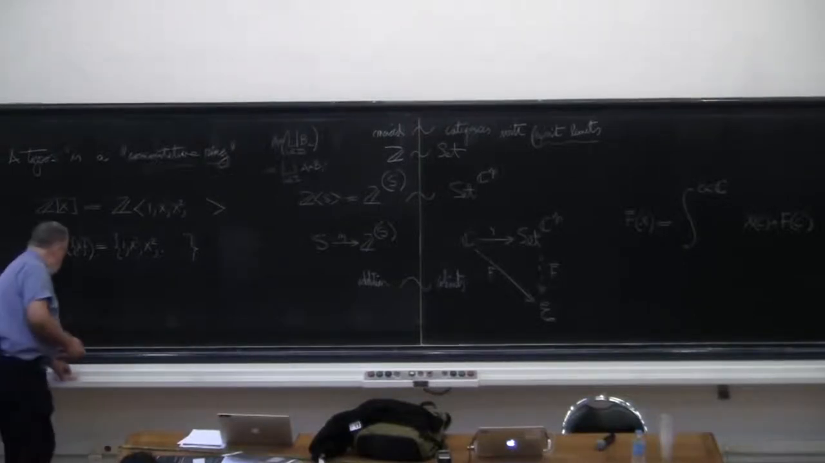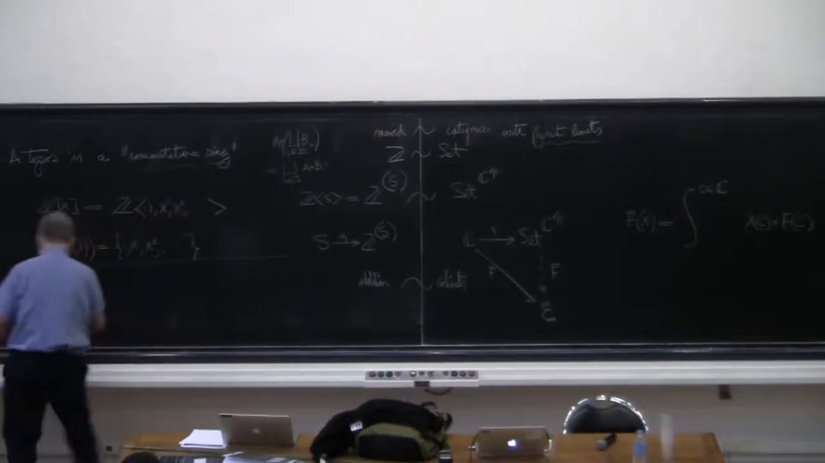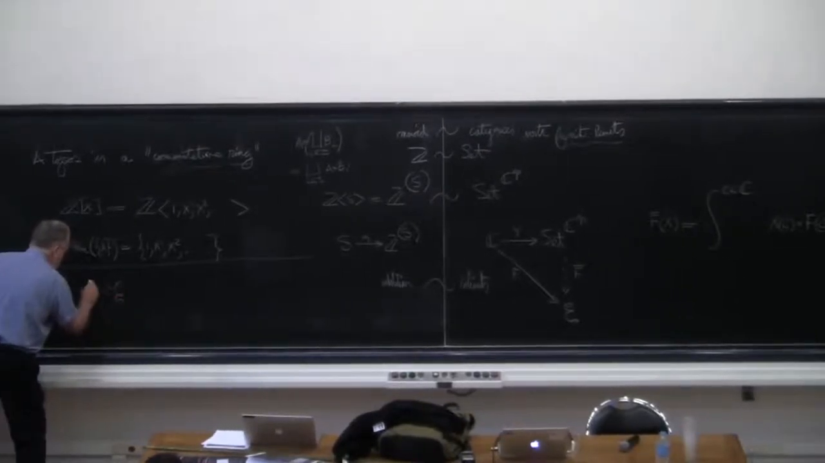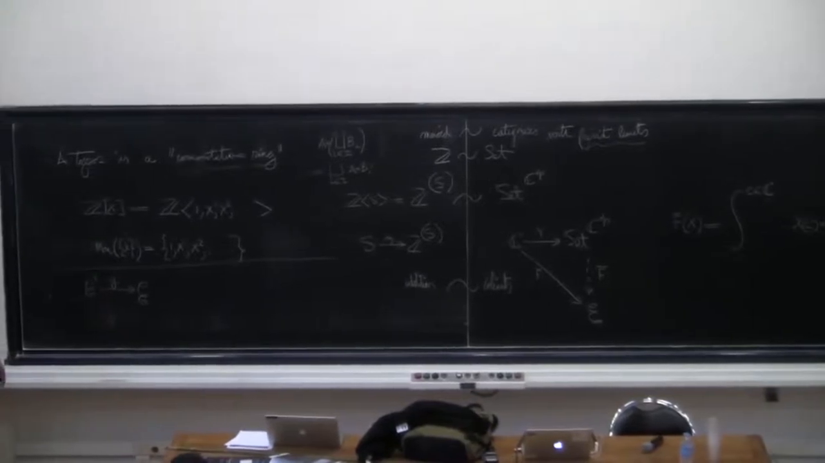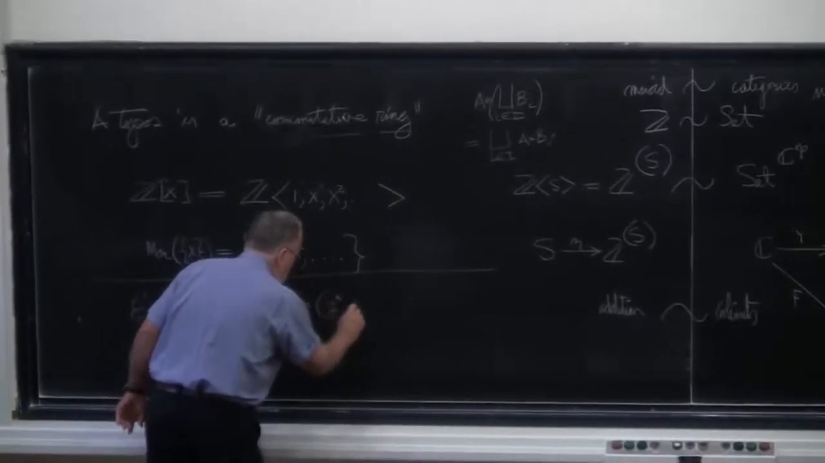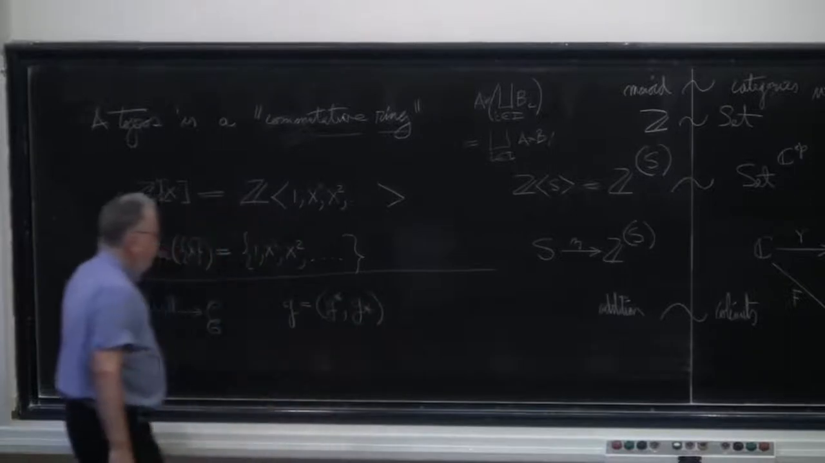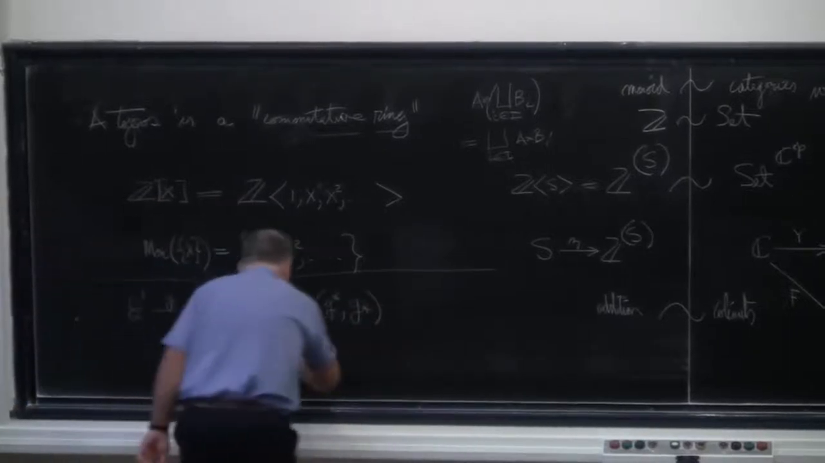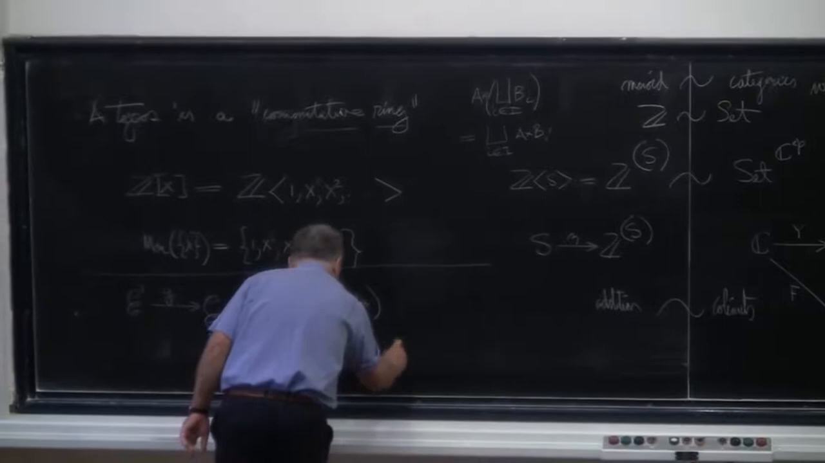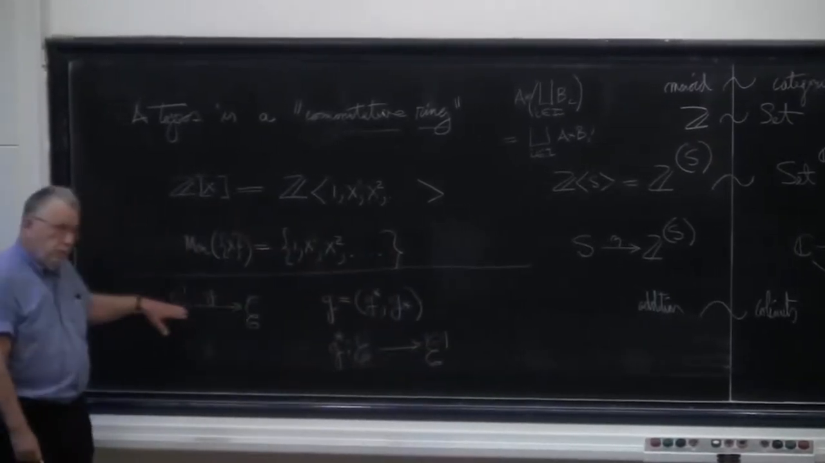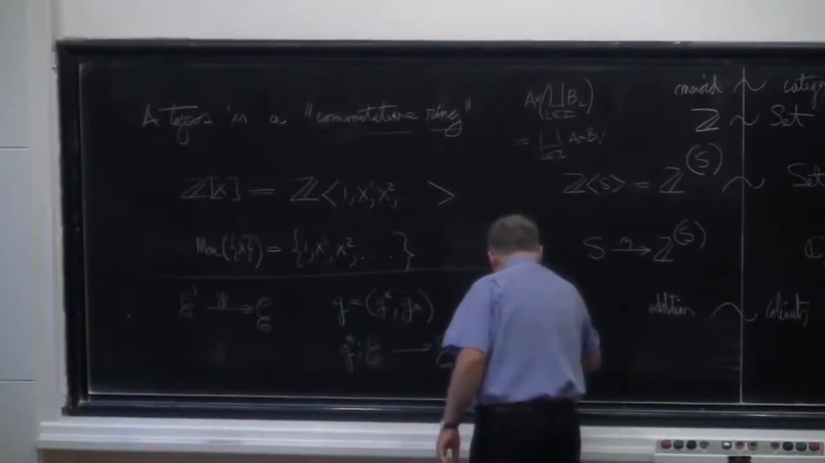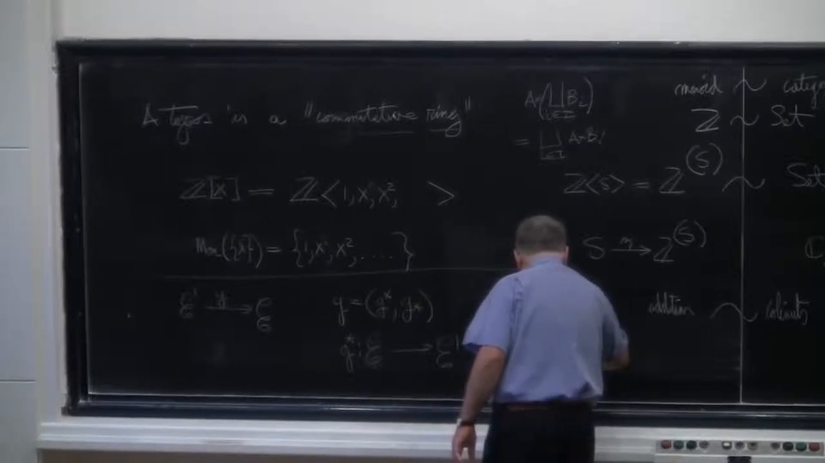Maybe I should also say something about morphisms of toposes. Recall that Grothendieck defined a geometric morphism between two toposes as a pair of functors, a left adjoint and a right adjoint. The left adjoint goes in the opposite direction from E to E prime. The geometric morphism is in that direction, but the left adjoint goes in the other direction. And observe, f star preserves finite limits.